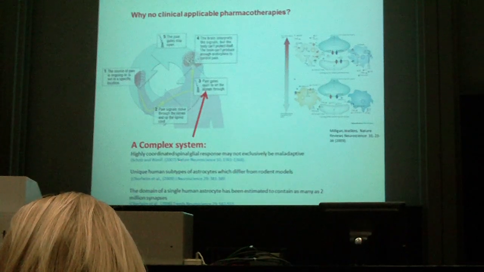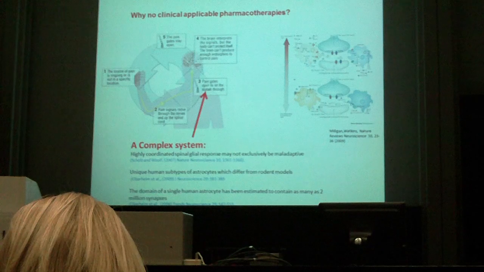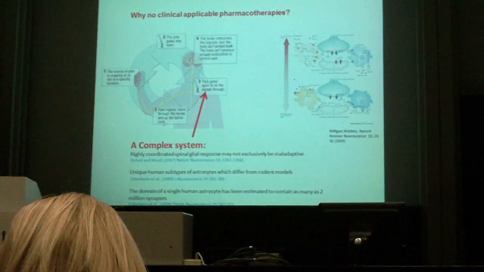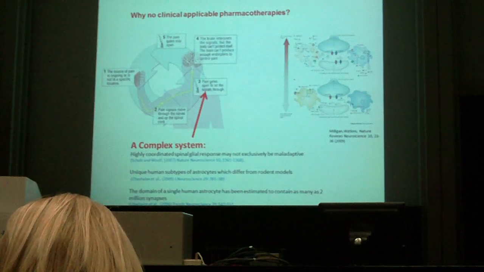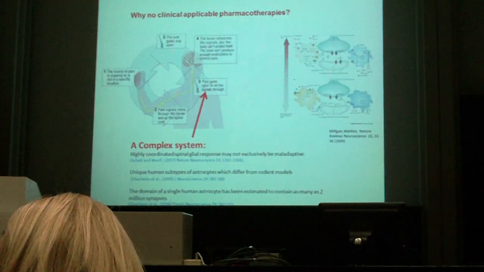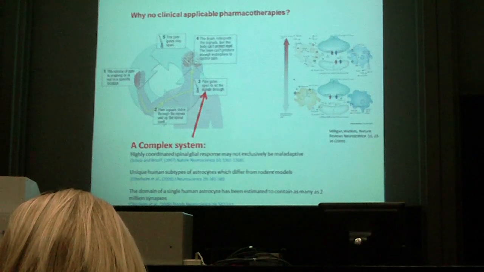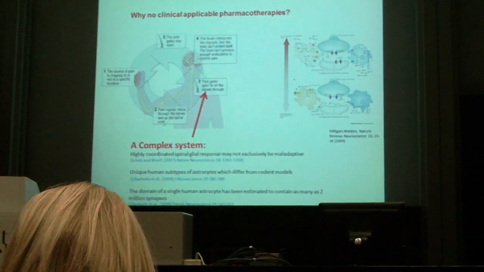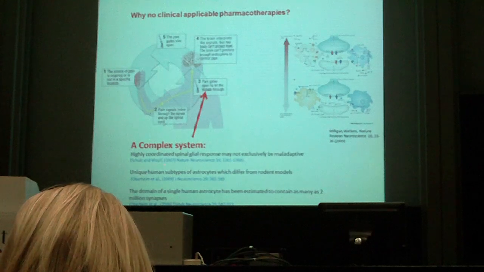Then there is another aspect. The astrocytes we study in the animals are not identical to the ones in the human. In the human, it's more complex. It's not just microglia and astroglia, but microglia type 1, microglia type 2, and astroglia. So you have different subtypes of astrocytes in a human.